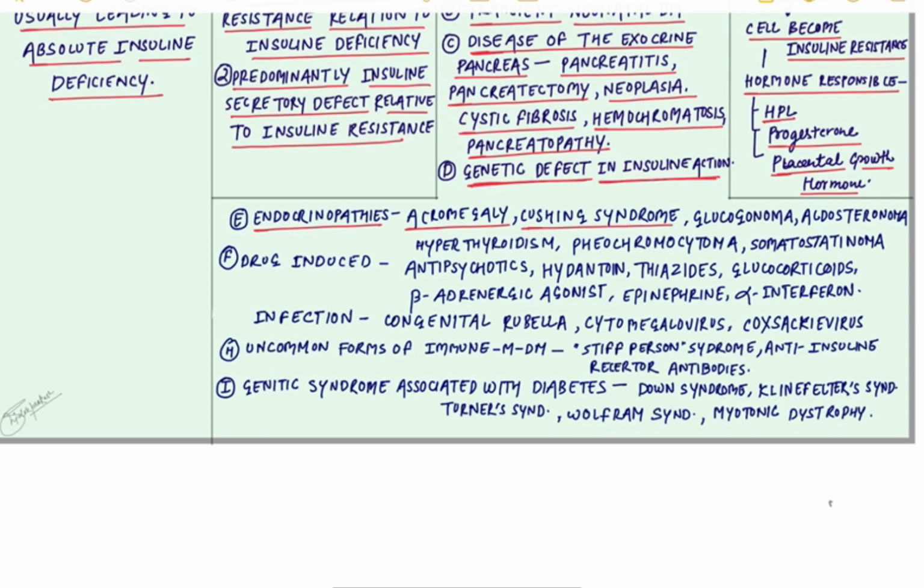Cushing syndrome, that is due to a high level of cortisol. Glucagonoma, that is an alpha cell pancreatic tumor. Aldosteronoma, that is a non-cancerous tumor of the adrenal gland. Hyperthyroidism, that is increased thyroid hormone. Pheochromocytoma, that is a tumor of the adrenal medulla.